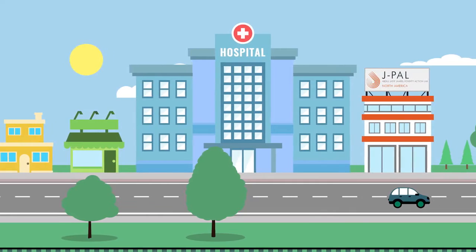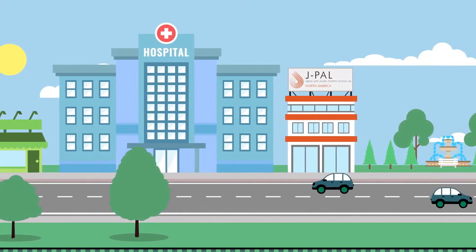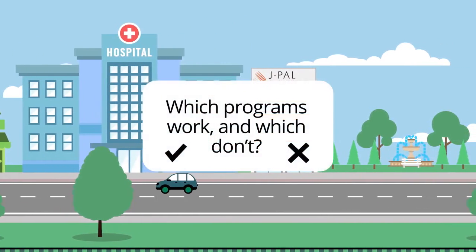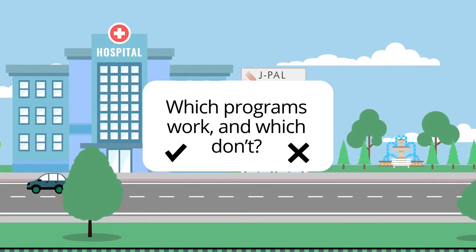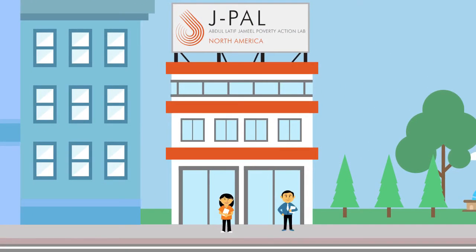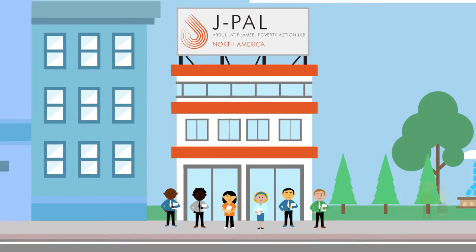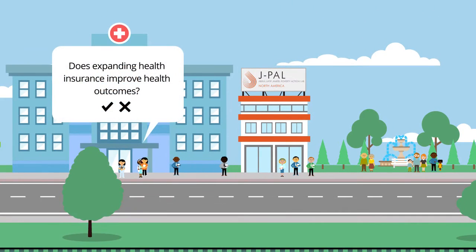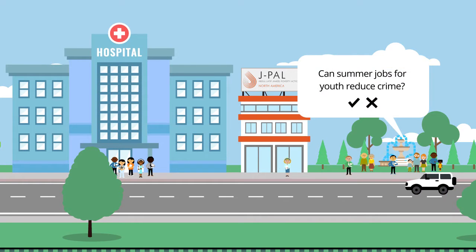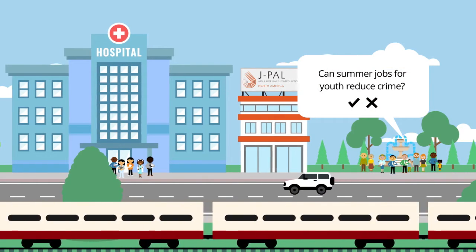People who operate programs to reduce poverty are constantly facing the same question: which programs work and which don't? At J-PAL North America, we work with academic researchers and partner organizations to break these big issues down into specific, testable questions, such as, does expanding health insurance improve health outcomes? Can summer jobs for youth reduce crime?